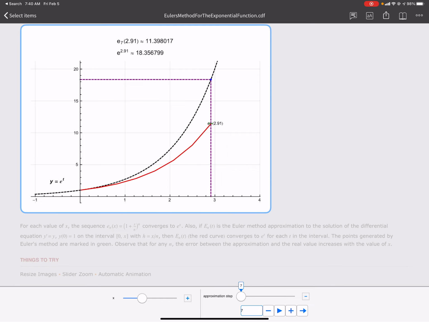Now, in this class and on the AP test, we're probably, at most, going to do 4. But look at that, right there, that's 16. If you do 16 steps, a lot of work, but you're really close. And man, if I go up to 400 steps, that's almost spot on. So that's the idea of Euler's method.